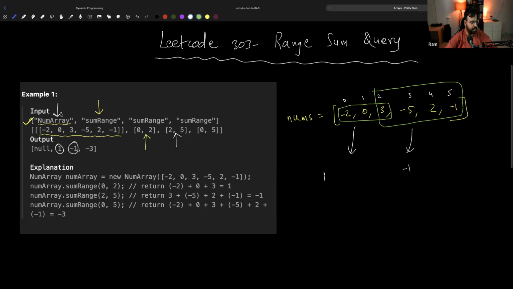Initially we are doing an init. When we are doing an init, that function will not return anything. That's why here we are having a null. That function is not returning anything.